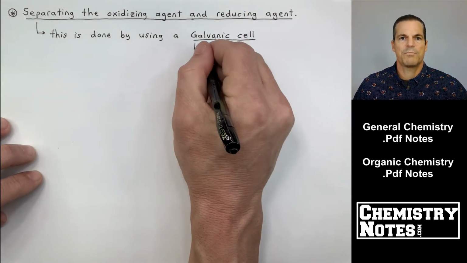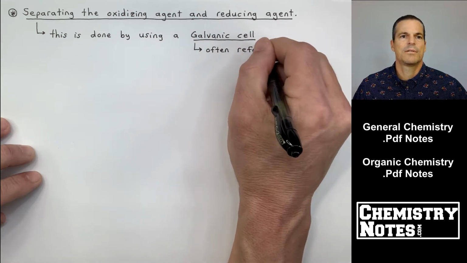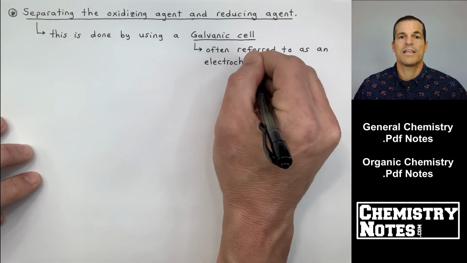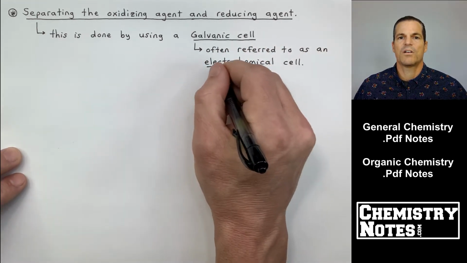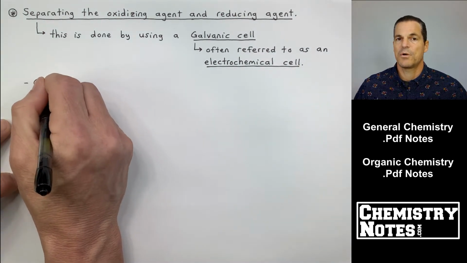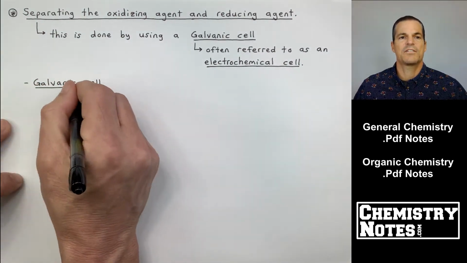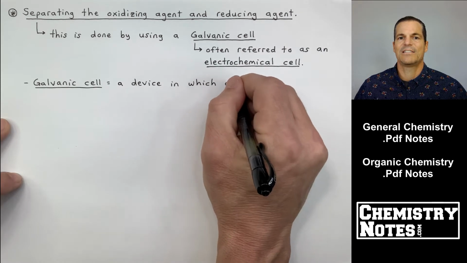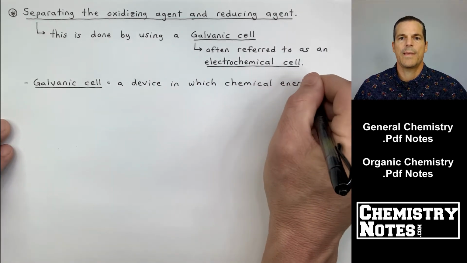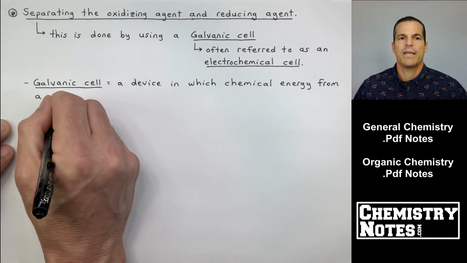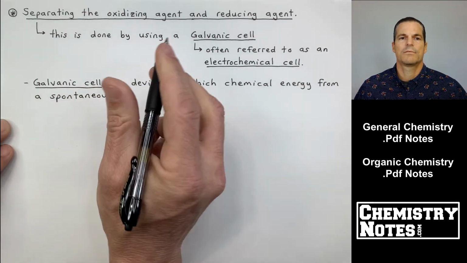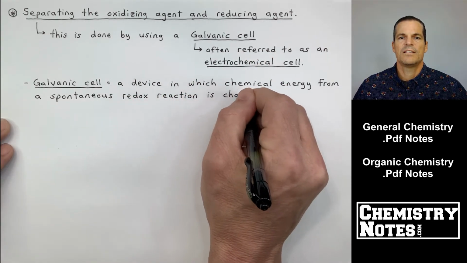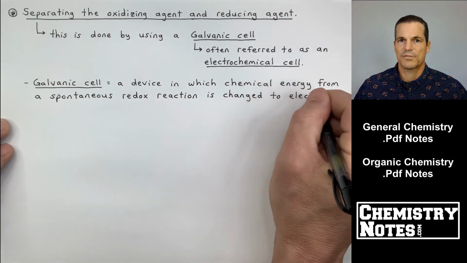So be patient with me here as I'm going to try to sketch this out. It says, separating the oxidizing agent and reducing agent. This is done by using a galvanic cell, and a galvanic cell is often referred to as an electrochemical cell. I'm going to try to sketch a galvanic cell for you here. First, let me define it. A galvanic cell is a device in which chemical energy from a spontaneous chemical reaction, a spontaneous redox reaction, is changed to electrical energy.